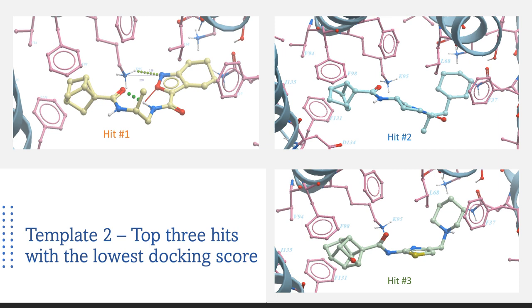Here, 3 hits with the low negative docking score were selected. The first hit formed a strong H-bond interaction with CHIP TPR1 in addition to hydrophobic interaction with phenylalanine. Hits 2 and 3 have no H-bond interaction, but rather engage in parallel or perpendicular pi stacking with the aromatic ring of phenylalanine.